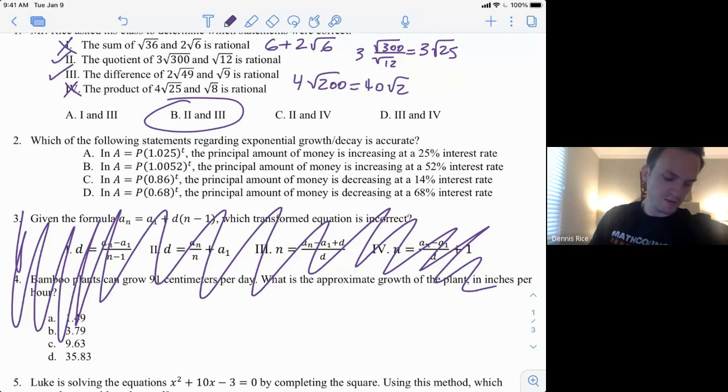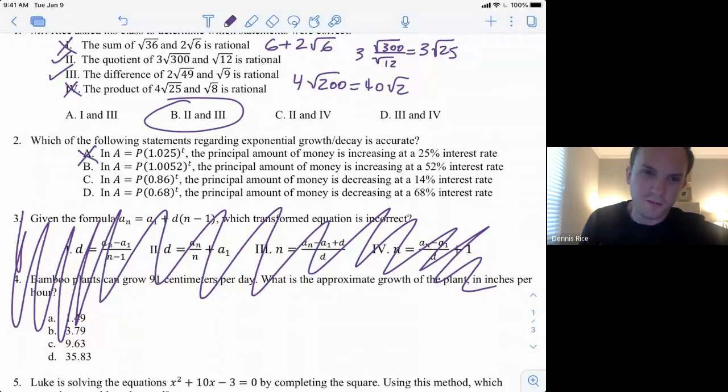Okay, any answers? What do we think? Yeah, choice C. So let's go through them again. C is the answer, but let's go through them just to see what's wrong with each one. In choice A, the principal amount, which is the number in front, in this case they just left it as P. Principal amount of money is increasing at a 25% rate. What is the actual rate in A if it's not 25%? What should the rate have been in A? Yeah, 2.5%. So that's not good.